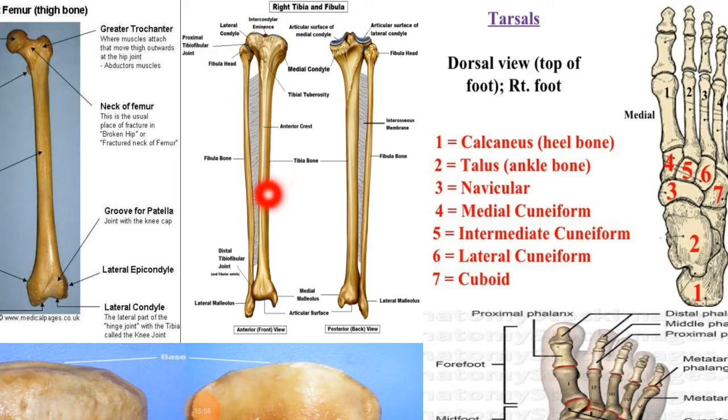This is the anterior crest of the tibia, and between these two bones you can appreciate the interosseous membrane. At the distal parts they have malleolus, the lateral malleolus formed by the fibula, and the medial malleolus, that is the part of the tibia, and you can feel them near your ankle joint.